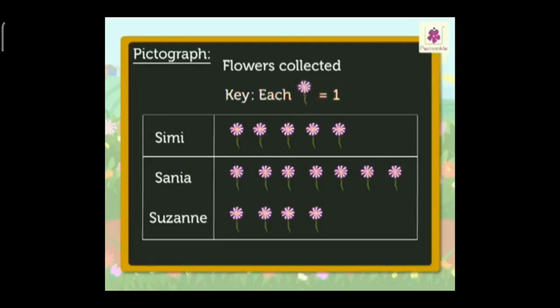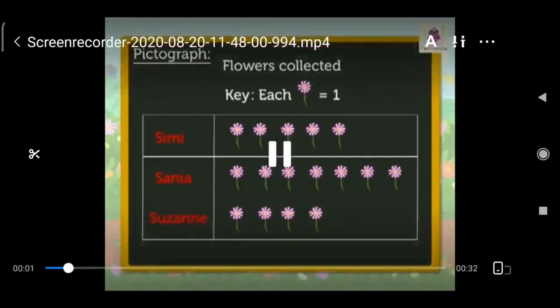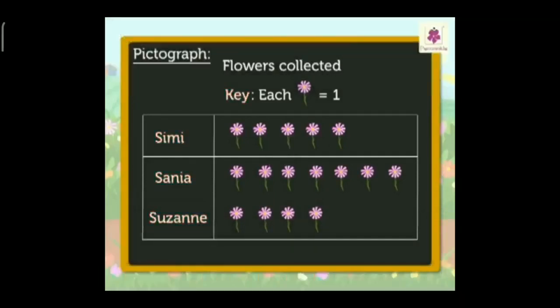Now let us see how we can read the pictograph of the flower farm example. The title. Here the title is Flowers Collected. It tells us the pictograph is about the number of flowers collected. Second, the labels give us the information of who collected the flowers. Third, the key tells us that each flower picture is equal to one flower.